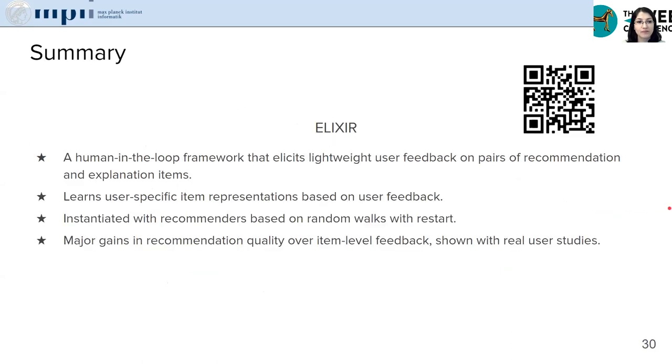All right, to conclude, we devised ELIXIR, which is a human-in-the-loop framework that elicits lightweight user feedback on similar aspects of recommendations and explanation items. ELIXIR incorporates pair-level feedback by learning user-specific item representations. We instantiated ELIXIR with RecWalk, which represents a major class of recommenders based on random walks with restart. Our evaluation with real user studies showed major gains in recommendation quality over item level feedback.